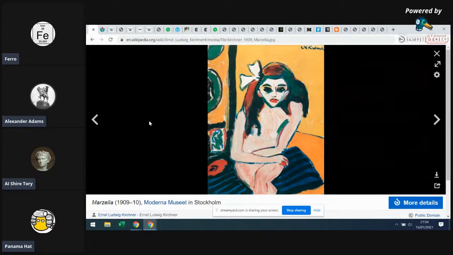Okay, so this is Kirchner's Marcella from 1909 to 1910. This is an example of Expressionism. Expressionism kicks off around 1905, 1908, that sort of period. You could say that Van Gogh was there first, but the movement itself kicks off then, and it has different strands. The strand we're looking at here is German. I think this is the most interesting in terms of politics.